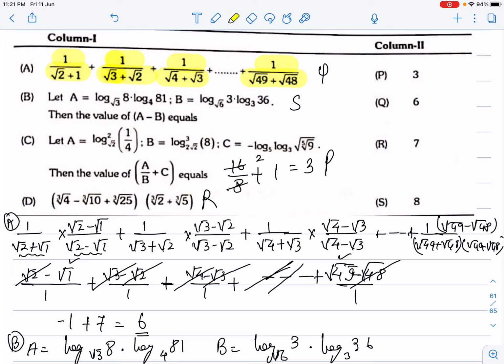So for the Ath part, I should mark option Q. For the Bth part, I should mark option S. For the Cth part, I should mark option P. And for the Dth part, I should mark option R.